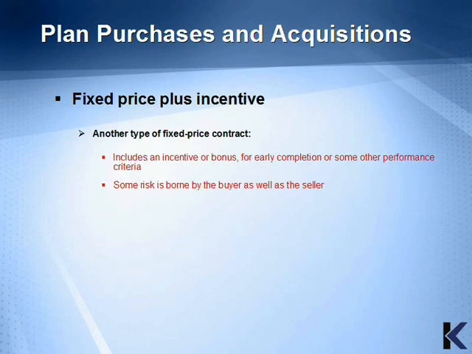The next type of fixed price contract is the fixed price plus incentive. This type includes an incentive or bonus for early completion or some other performance criteria. Some risk is borne by the buyer as well as the seller. In the next section, we'll discuss the various types of cost reimbursable contracts.